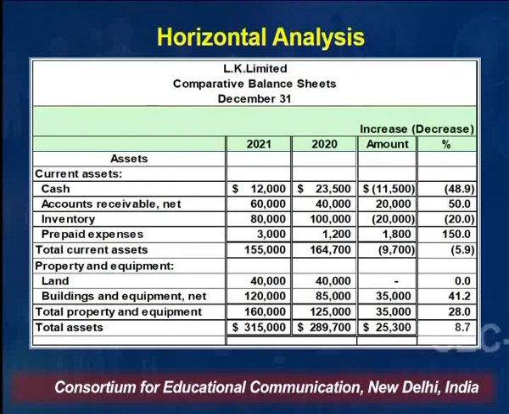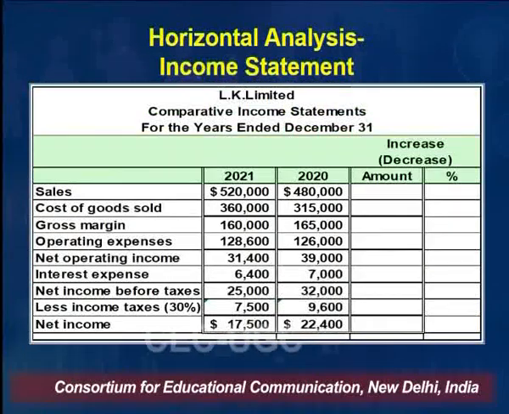You can now understand the way we have to prepare the comparative balance sheet. Simply speaking, we are adding 2 more columns to our vertical balance sheet. We are provided with the figures of 2 years, and we are reporting the increase or decrease in terms of amount as well as in terms of percentage.